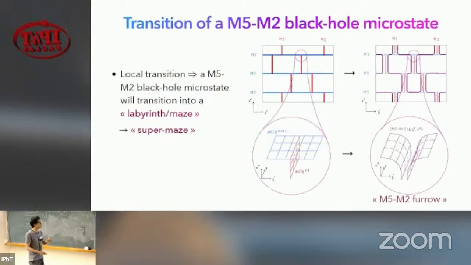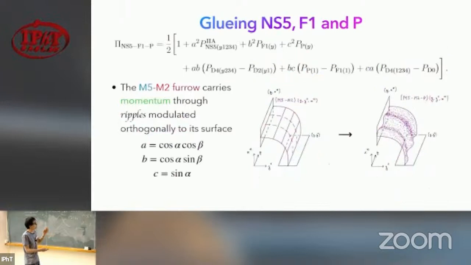And this local transition here has a very interesting consequence, because it means that at a more global scale, the microstate is going to transition into a kind of labyrinth or a maze. And this is what we call the super maze. Then you can put C non-zero, right? Now we are ready to understand what it is.